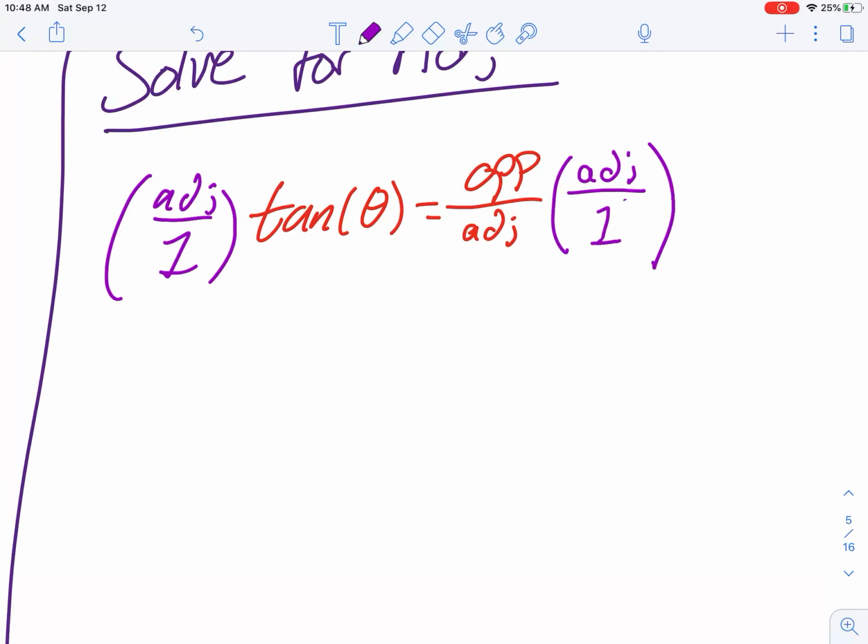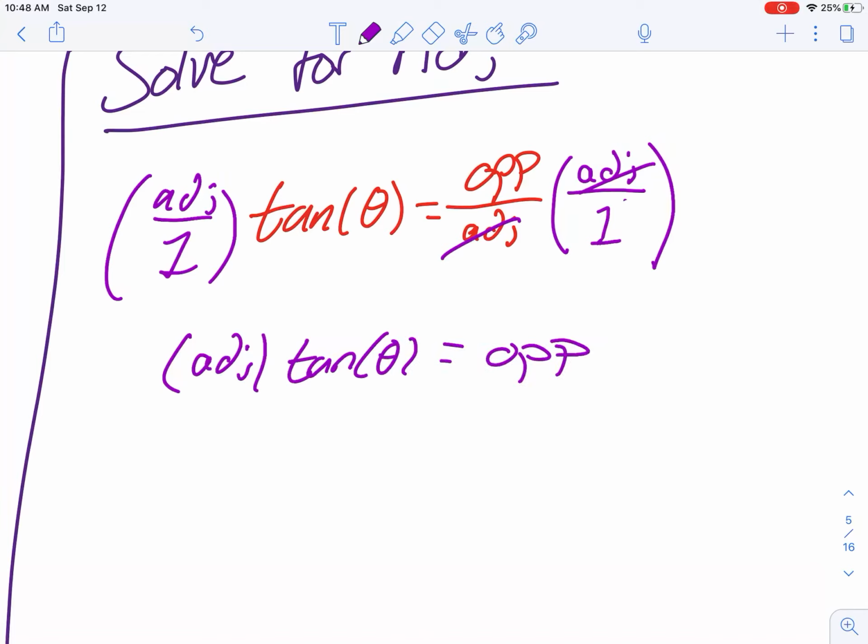Okay, and now at this point, our adjacents cancel out. Now we have adjacent multiplying tan angle, and that equals the opposite leg. But remember, we're trying to solve for this guy, so we have to do the opposite. Now we need to get tan angle over here.